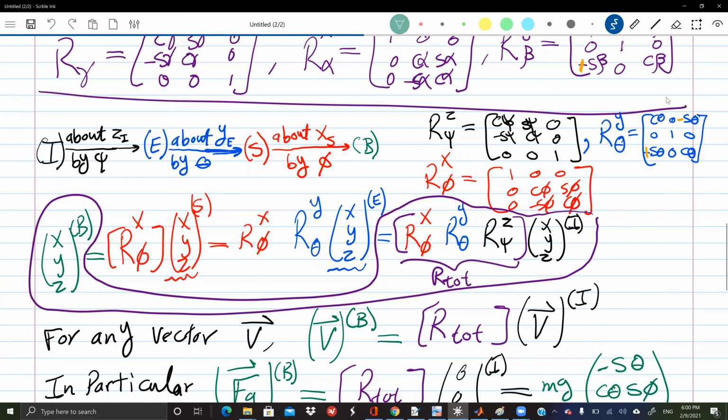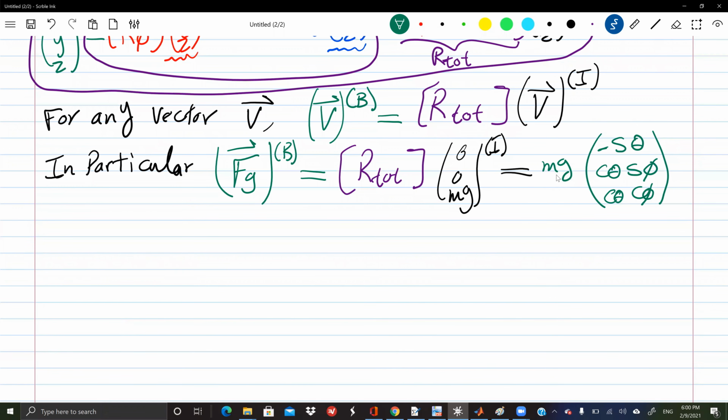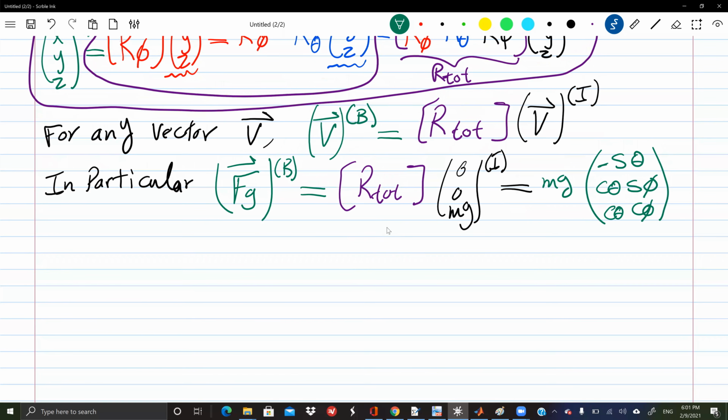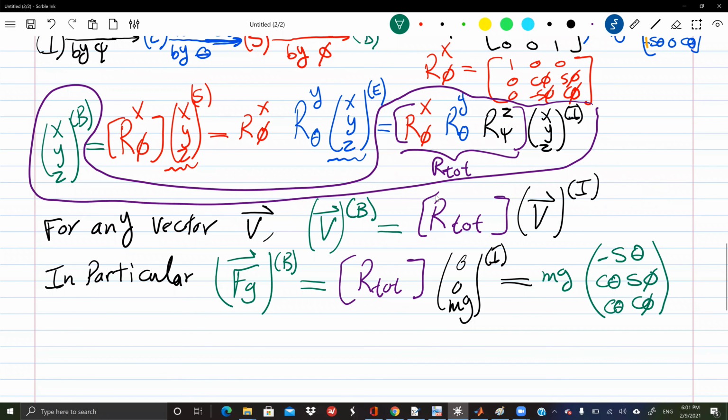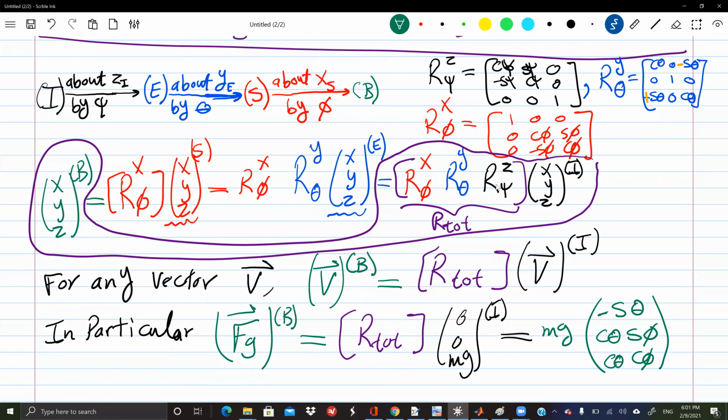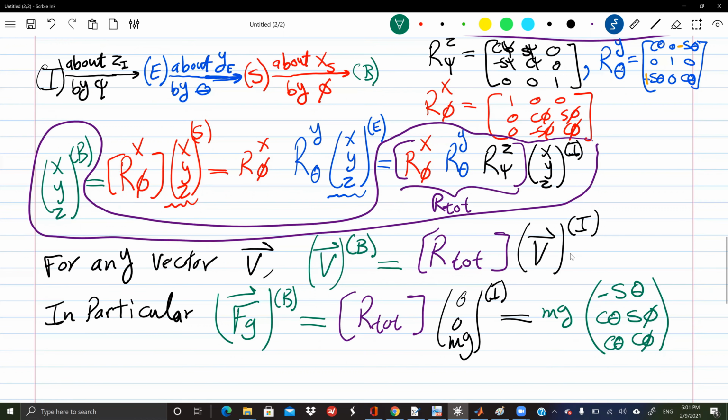Professor, can you explain how we get mg, that final gravity force, why it has components negative sine theta? That's just after you multiply all the matrices together? Oh yeah, after you multiply by the rotation matrix. Yes, exactly. Because remember, what is the total rotation matrix? It's the multiplication of these three individual rotation matrices. So they're going to be full of theta, phi, and psi, and so on and so on. Any question?